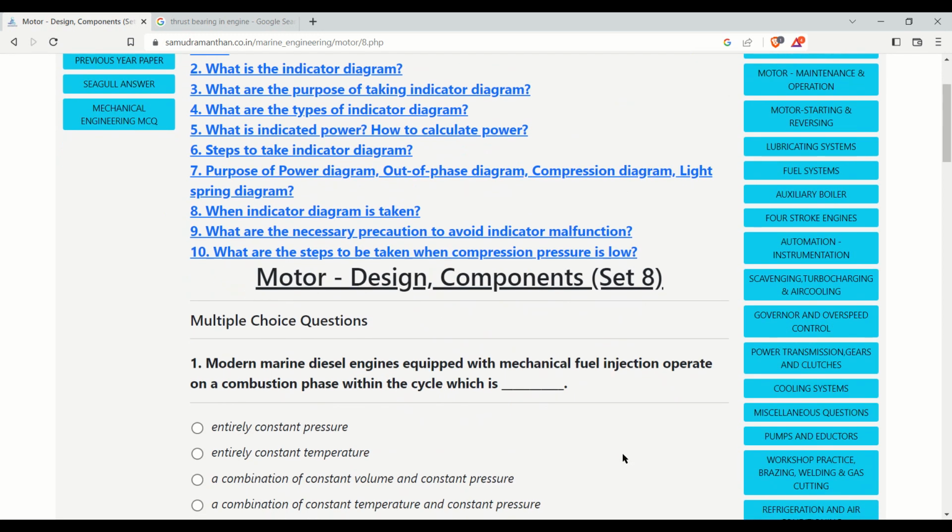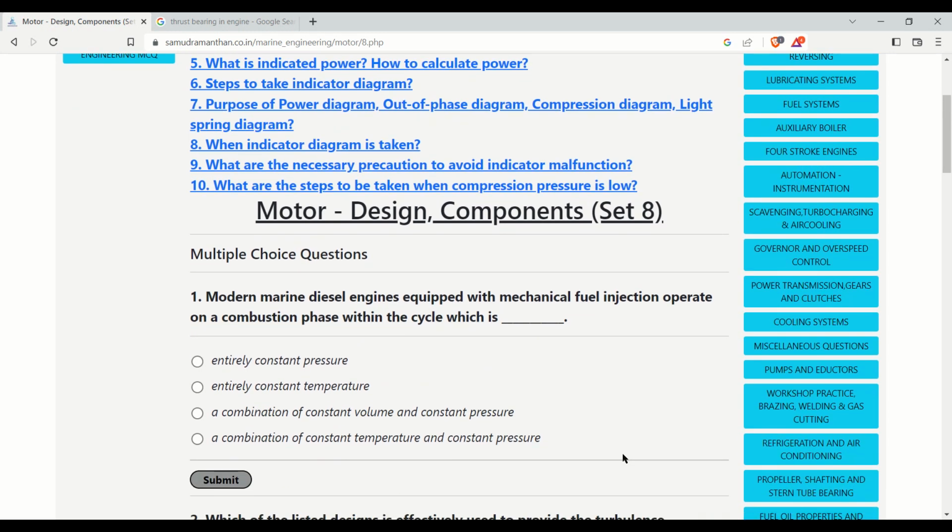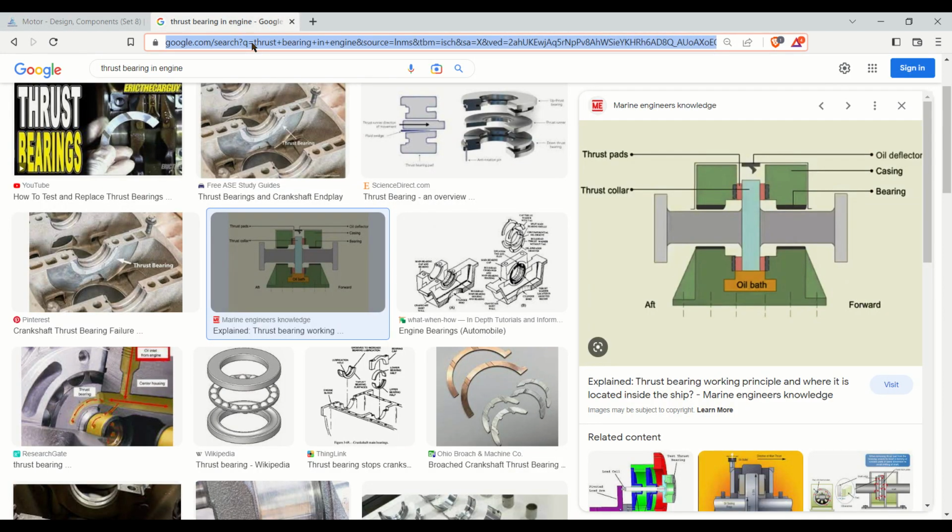Let's start. Modern marine diesel engines equipped with mechanical fuel injection operate on a combustion phase within the cycle, which is: entirely constant pressure, entirely constant temperature, a combination of constant volume and constant pressure, or a combination of constant temperature and constant pressure. The correct answer should be a combination of constant volume and constant pressure. This is also known as dual combustion cycle.